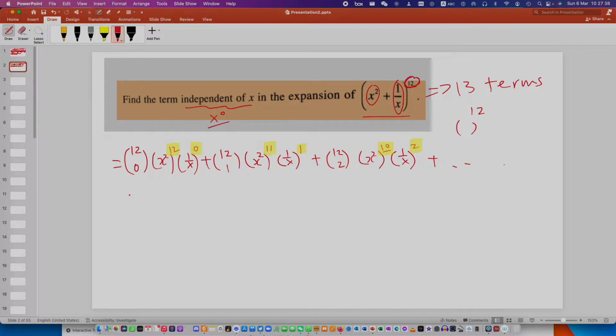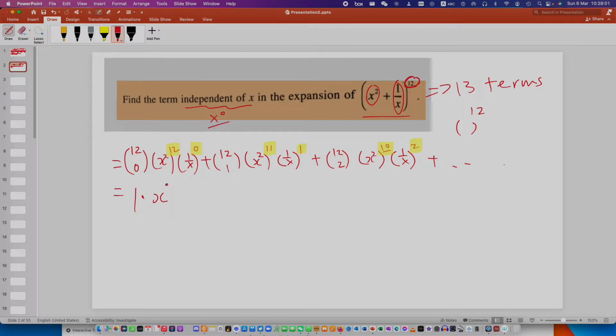Can you help me out with your calculator? 12 choose 0. I think it's 1. Remember, something choose 0 is 1. You can always depend on your calculator, but you can't depend on your brain. I don't depend on my mental calculation, so I let the calculator give me the answer.